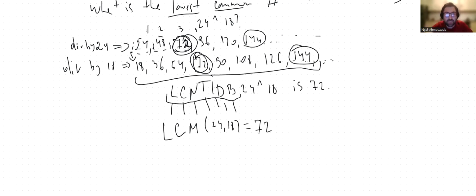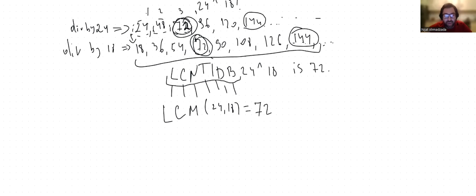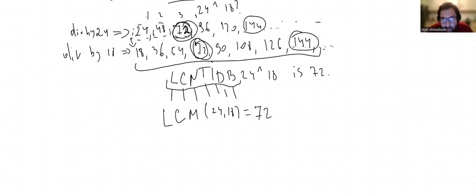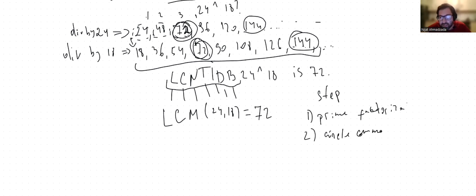But as you can see, this is a very long method of finding them out. Then Shuriya said that he came up with an easier method. As you remember, Shuriya always has steps. First step is prime factorization. If you're going to find LCM, or as in the previous video HCF, always do prime factorization first. Second step, again circle common factors, and we will see what the third step is.